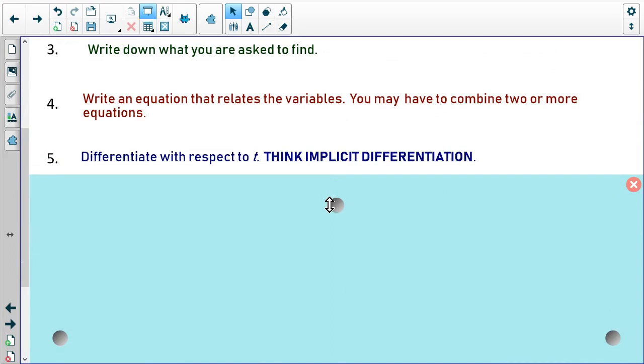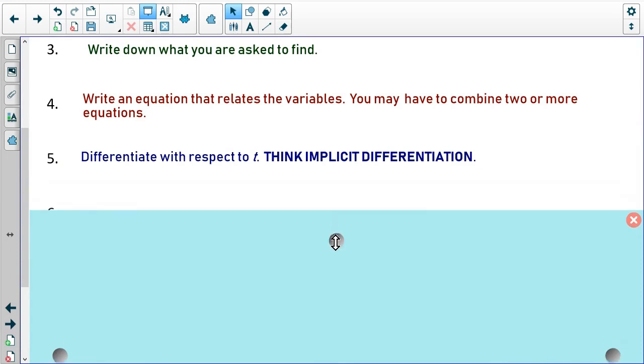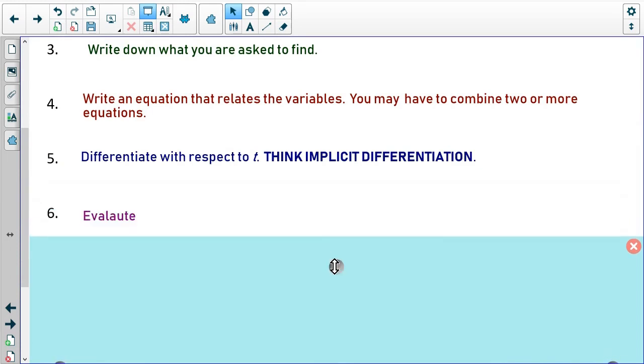Then differentiate. Usually, again, it's with respect to time, and we're going to be implicitly differentiating. So think about it in that sense. And then finally, evaluate. When you evaluate, then you'll get the answer you need.